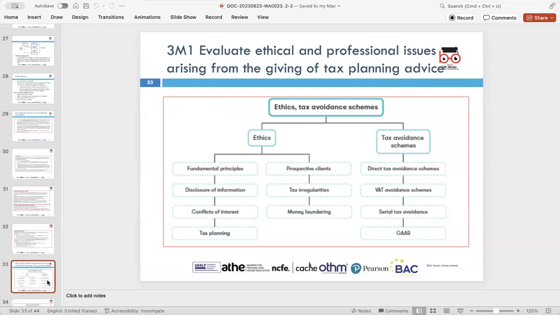As we discussed, serial tax avoidance and also the general anti-abuse rule. In the context of tax planning, it is essential to consider the GAAR, the general anti-abuse rule, which targets abusive tax arrangements and aims to prevent taxpayers from exploiting tax laws in ways that were not intended by lawmakers.